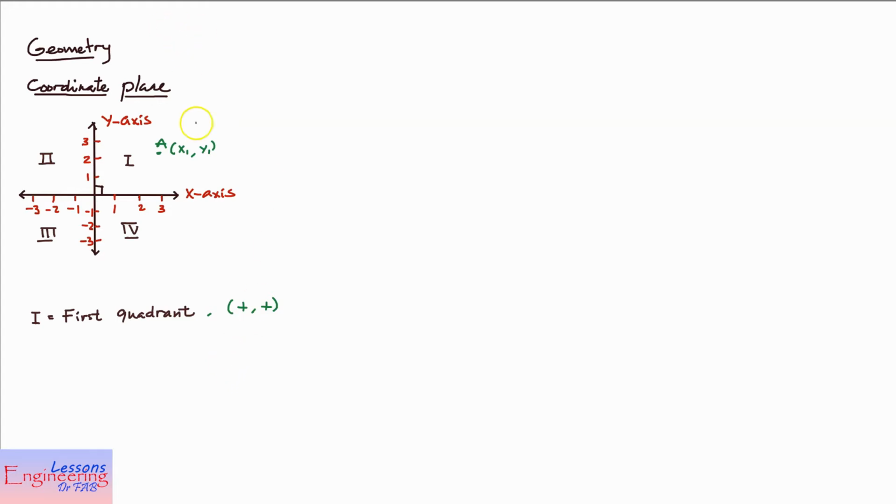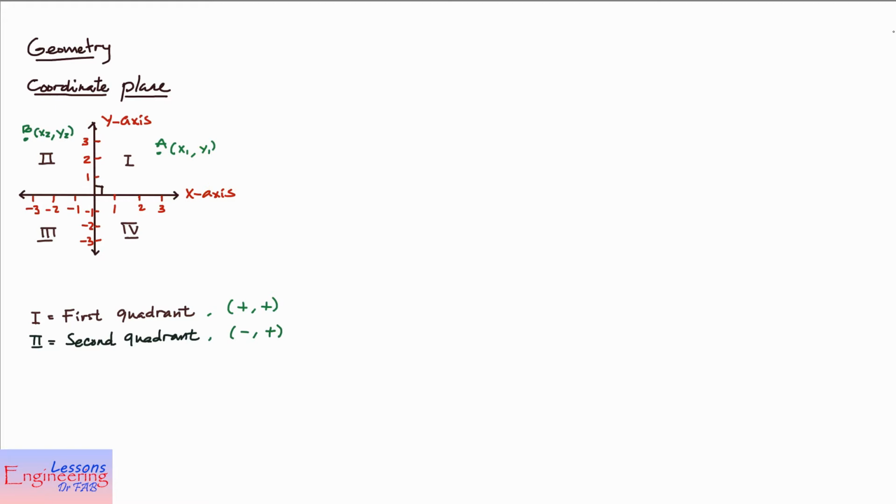This is the second quadrant. In the second quadrant, again, let's assume some point here. Let's call this point B, with coordinates x2, y2. In the second quadrant, as you see from here, x values are always negative and y values are always positive. So we have all x coordinates negative and all y coordinates positive.